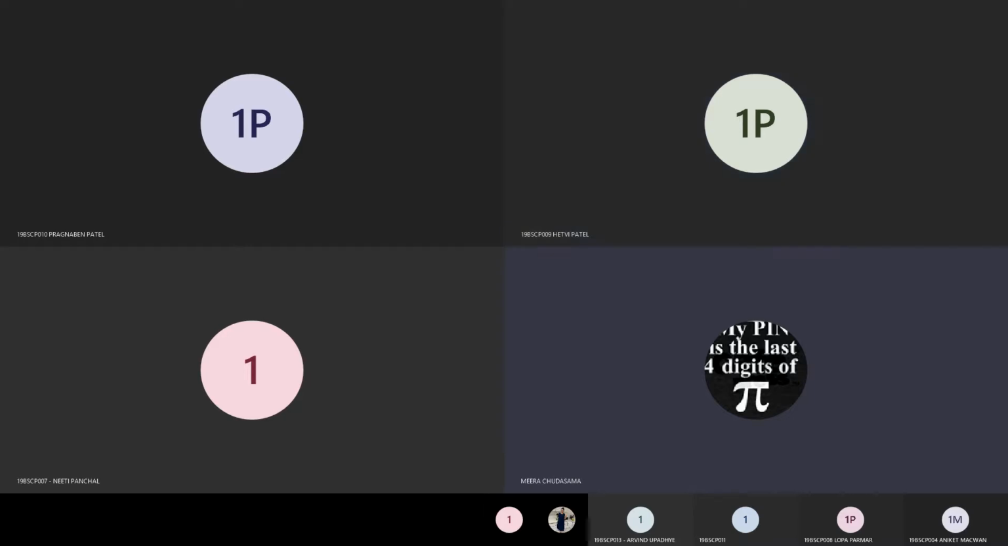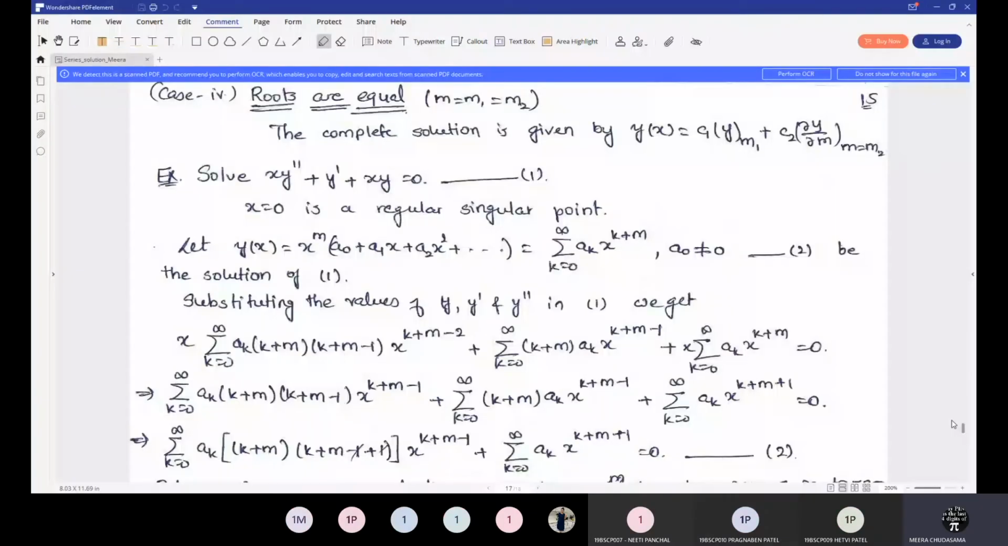So now the PDF file is visible to all of you. Yesterday we considered the case where the roots are equal, that is m = m1 = m2. In that case, the complete solution of the given differential equation y of x is given by c1 and c2, which are constant quantities. Then you substitute y at m1, and to get the linearly independent solution, see, now the roots are equal, so y at m1 and m2 are both the same, so you can't get two different linearly independent solutions by substituting m1 and m2.